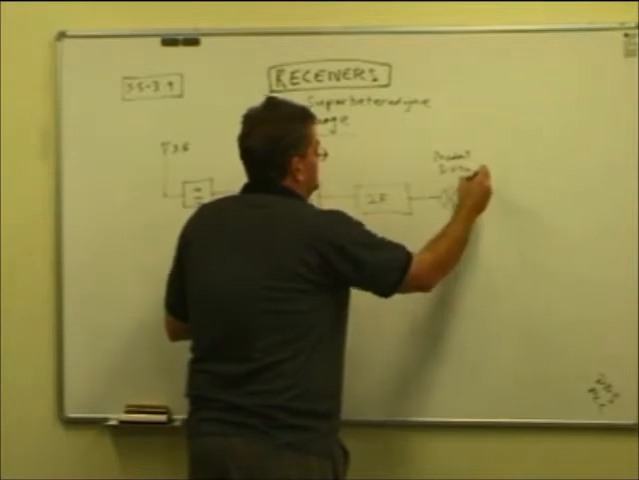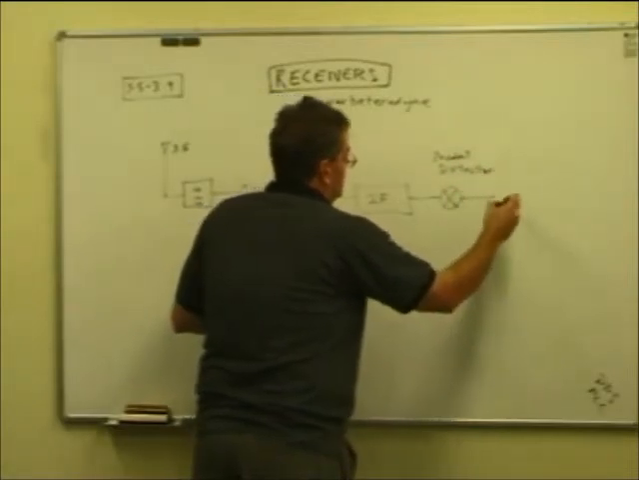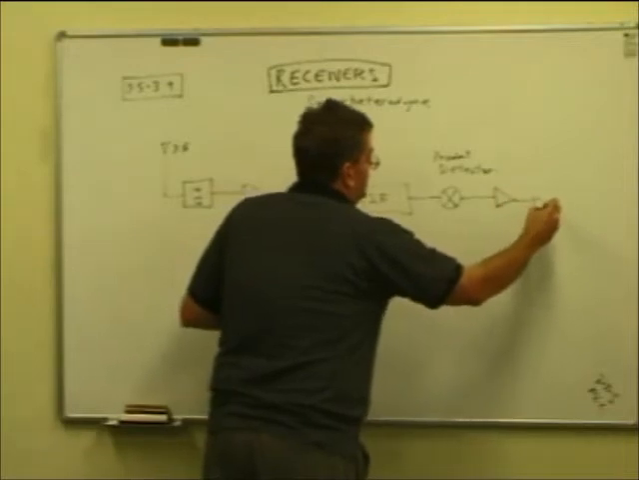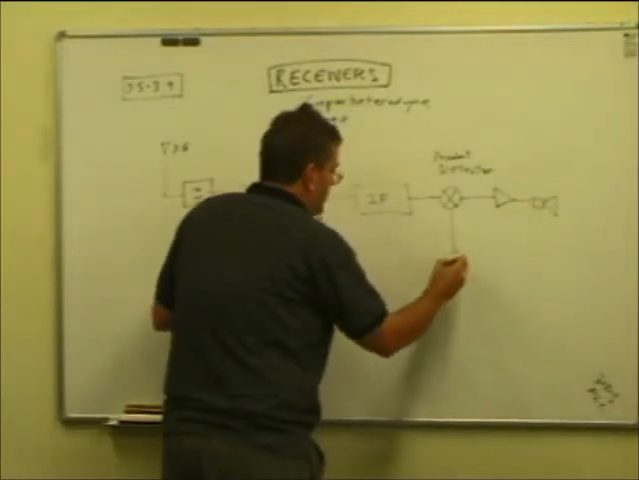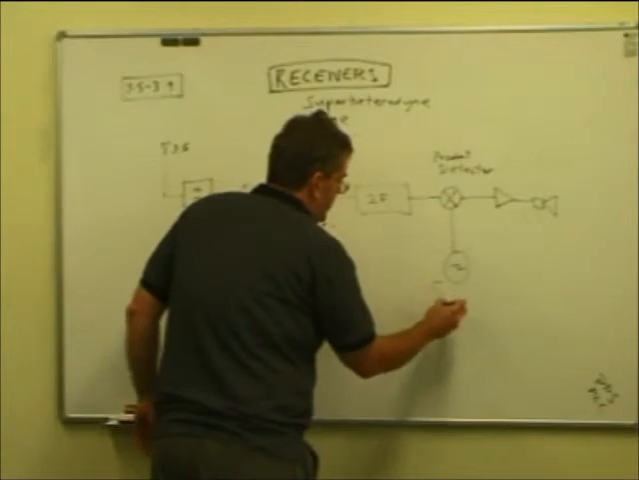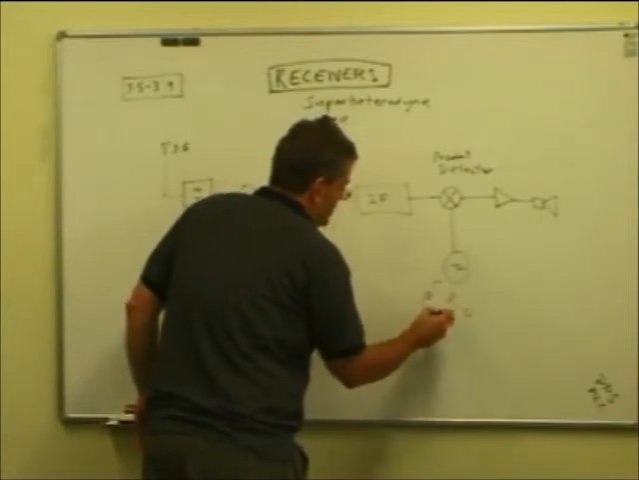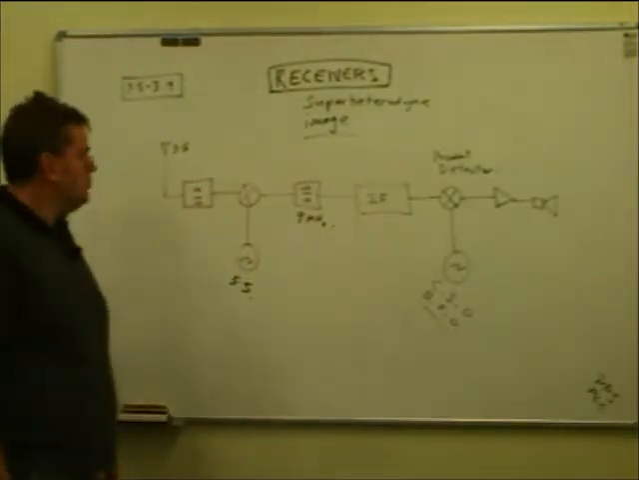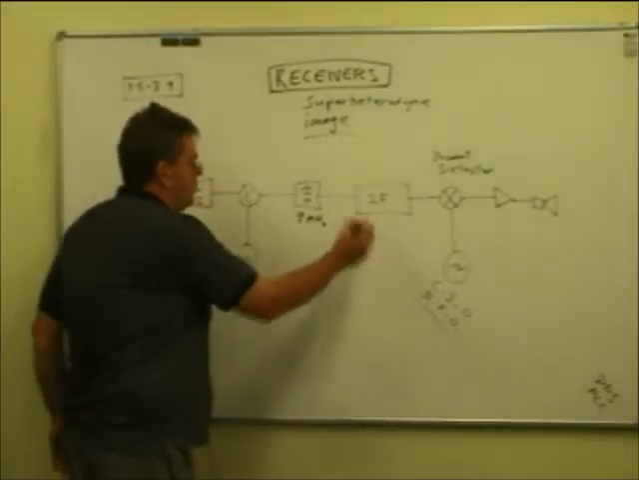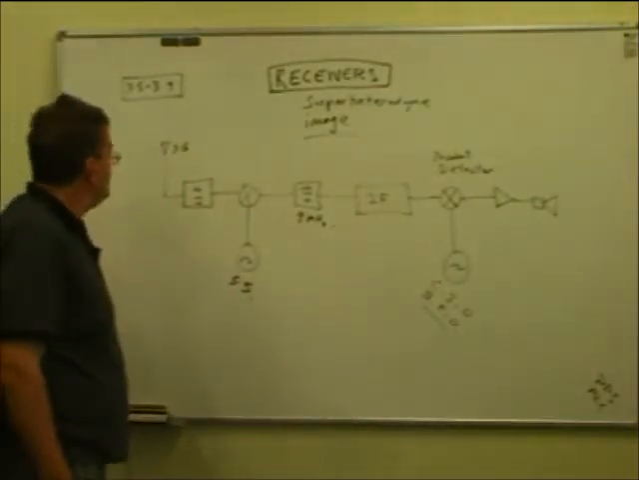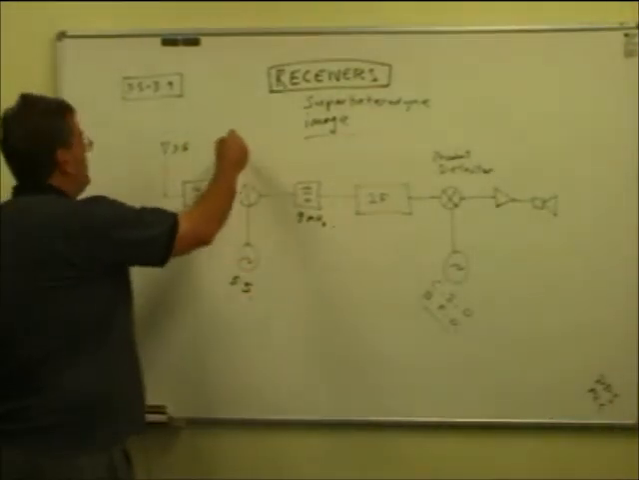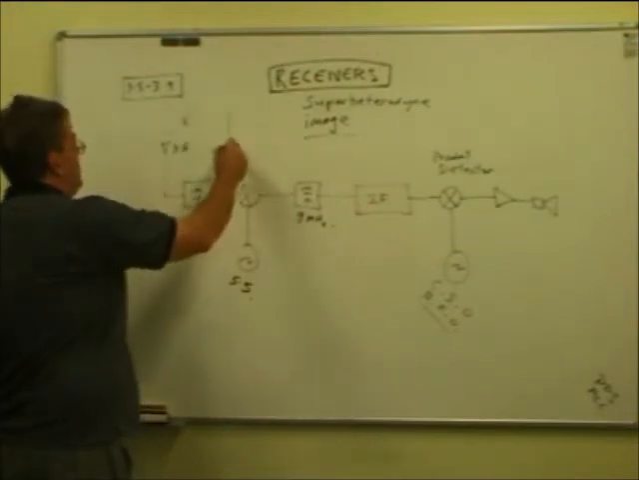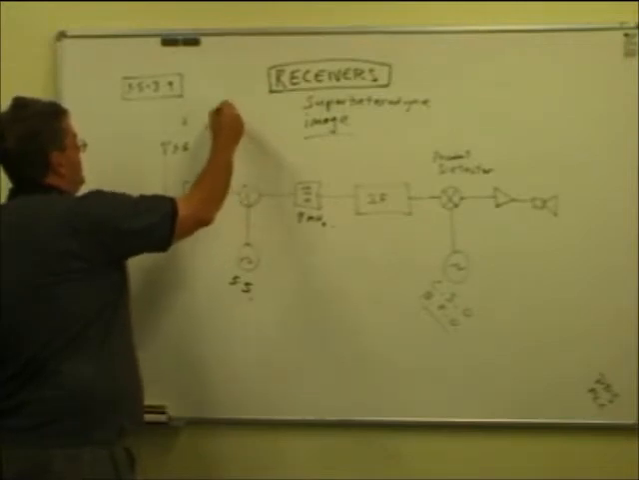Hope you can read that, product detector. Then off into the audio amplifier and then the loudspeaker. And then we had another local oscillator here called the carrier insertion oscillator, or the beat frequency oscillator. So, what if we were wanting to receive a lower sideband signal? Now this is what's coming down the area. The carrier's been suppressed, okay? There you go, there's the lower sideband, there's the carrier.